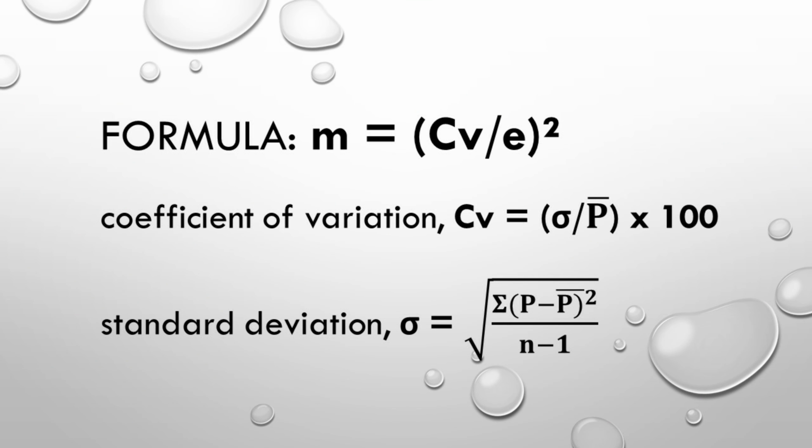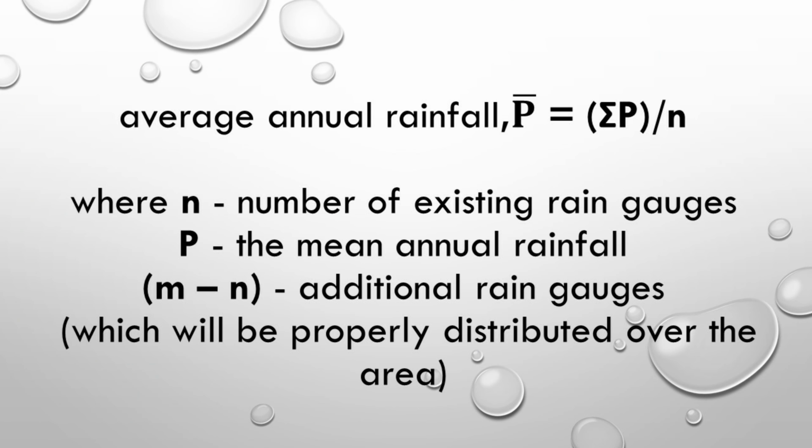where CV is the coefficient of variation, sigma is the standard deviation, P bar is the average annual rainfall, where N is the number of existing rain gauges and P is the mean annual rainfall.